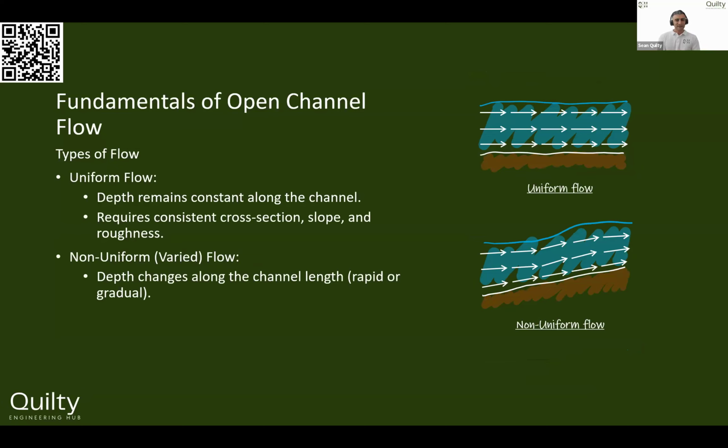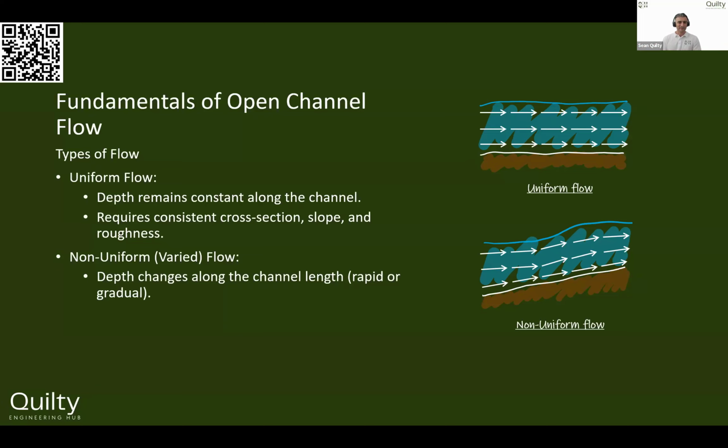We then can break that down even more and look at whether it's uniform flow or non-uniform or varied flow. Uniform flow means the depth stays the same, constant along that whole channel. For this to actually happen, you need to make sure your cross-section is consistent, the slope's the same, the roughness is the same, and the water has an opportunity to settle itself to get into that uniform flow.